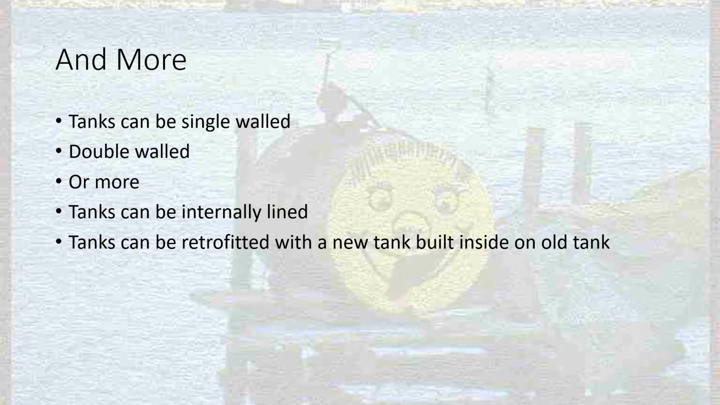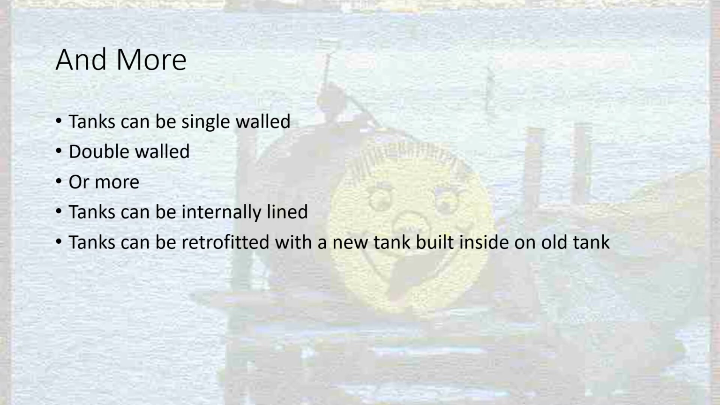Tanks can be single-walled, so they can just be one wall. With the new regulations that came into effect in 2015 for federal regulations, they have to be double-walled now. Some states already required them to be double-walled. For instance, California and Texas had state regulations in place that said these tanks had to be double-walled prior to the 2015 regulations that EPA came out with.